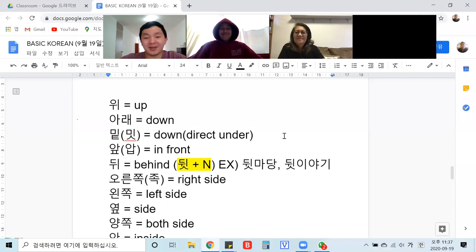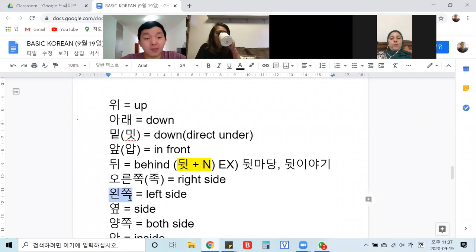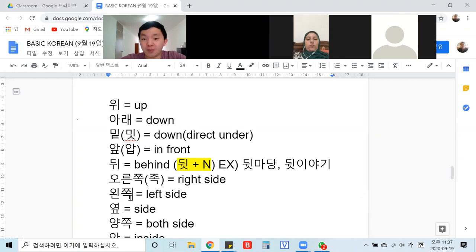You're going to practice here more actually. Say with me. 왼쪽. Very good. Spitting out. 왼쪽. Yeah, 왼쪽 means left side. Again, 오른쪽 is the right side, and 왼쪽 is the left side. Okay, continue.